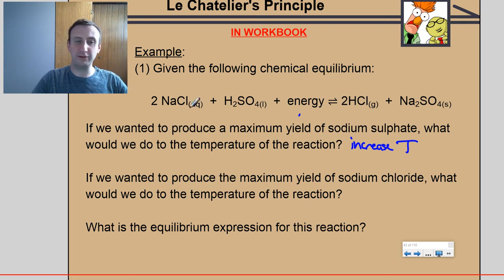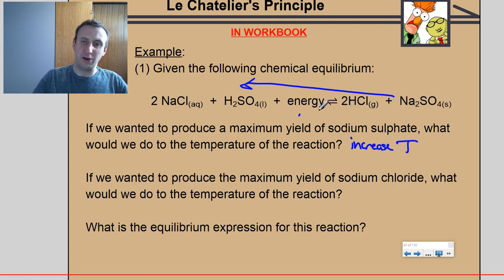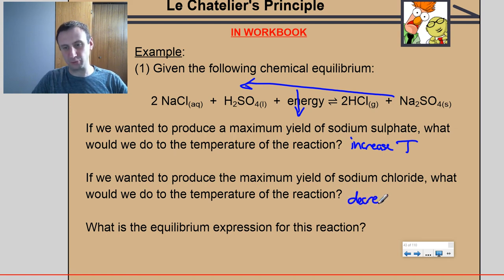of sodium chloride, so I want as much as I can of this. What would we do to the temperature of the reaction? So in this case, I want a left shift, because I want to make more sodium chloride by using up HCl and Na2SO4. Well, in that case, what I want to do is lower energy so that the equilibrium shifts to make the energy again, to bring the temperature back up. So here, I would decrease temperature.